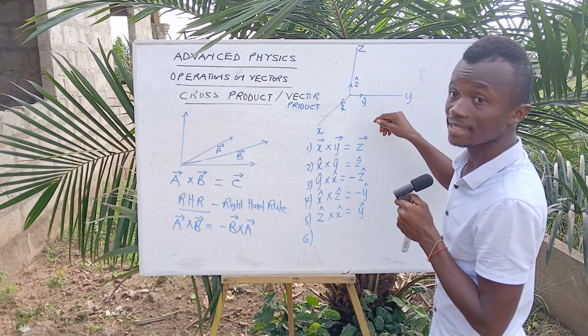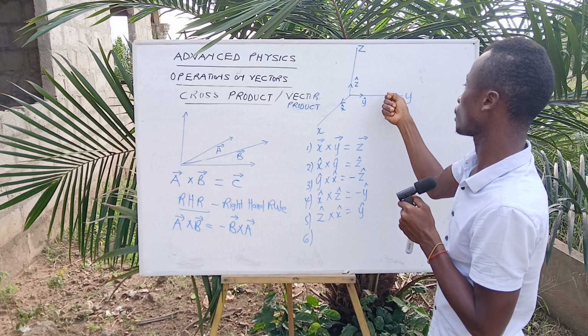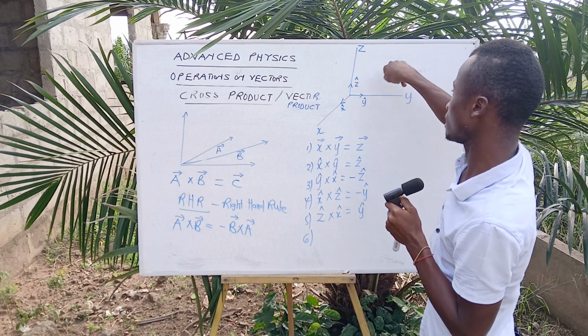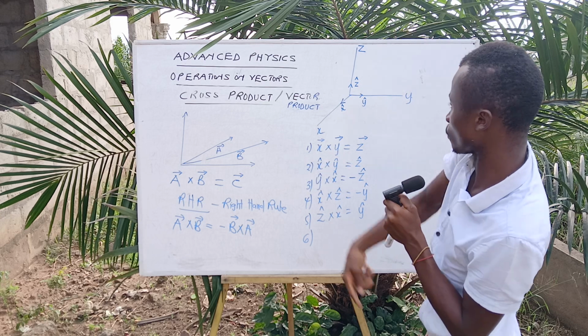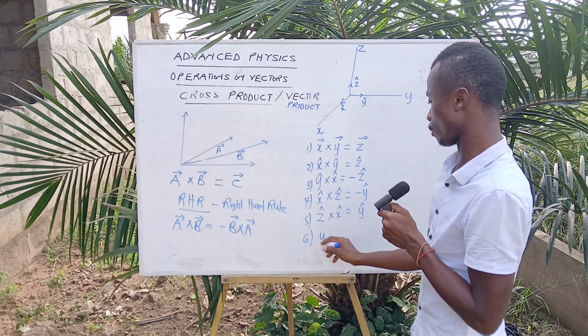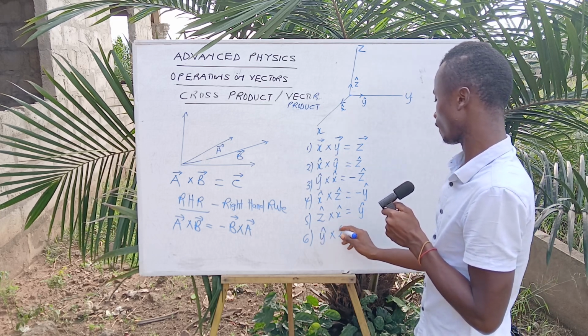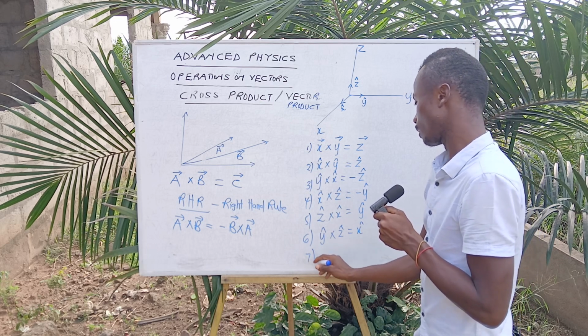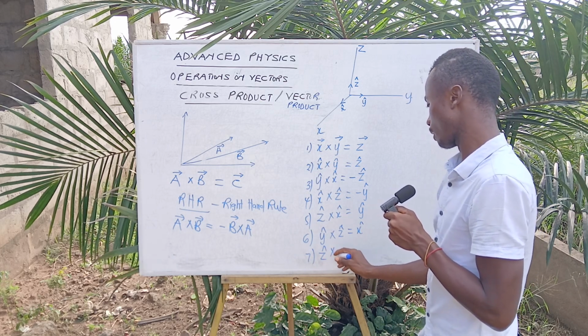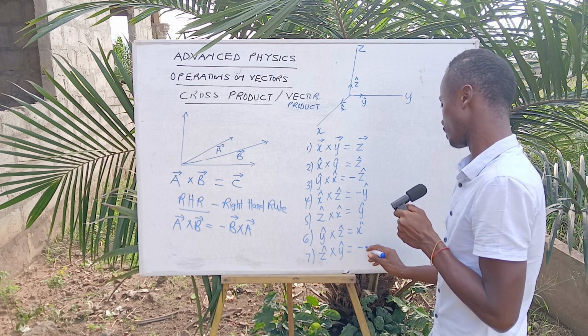Now y cross z, so hold y, cross it with z, and it's a screw turning anti-clockwise to give you the positive x direction. Y cross z will give you the positive x roof. And last of all, z cross y will give you negative x roof.